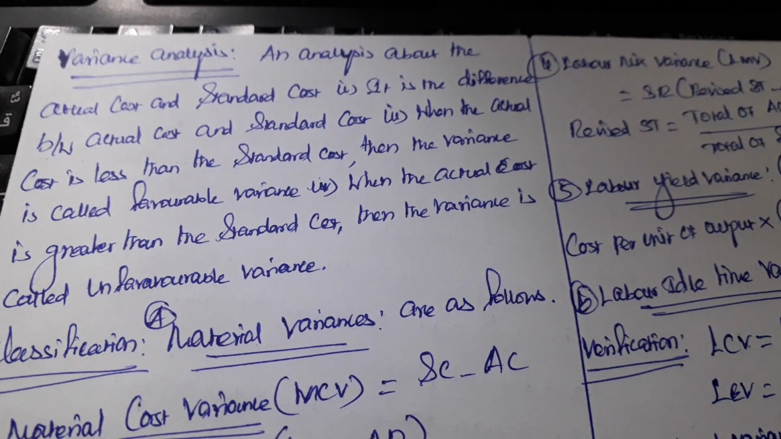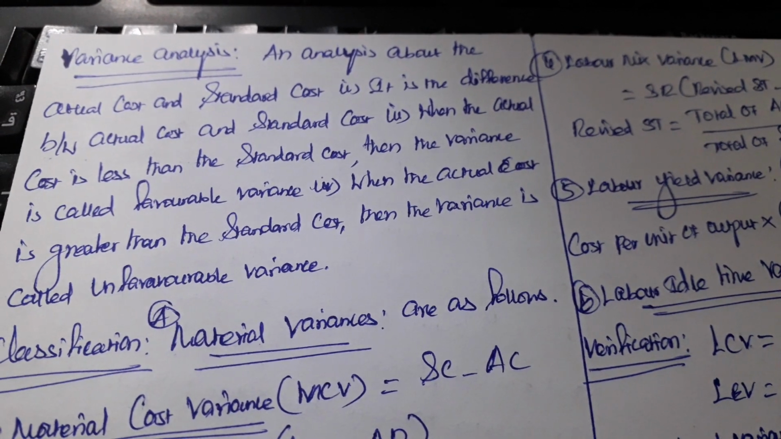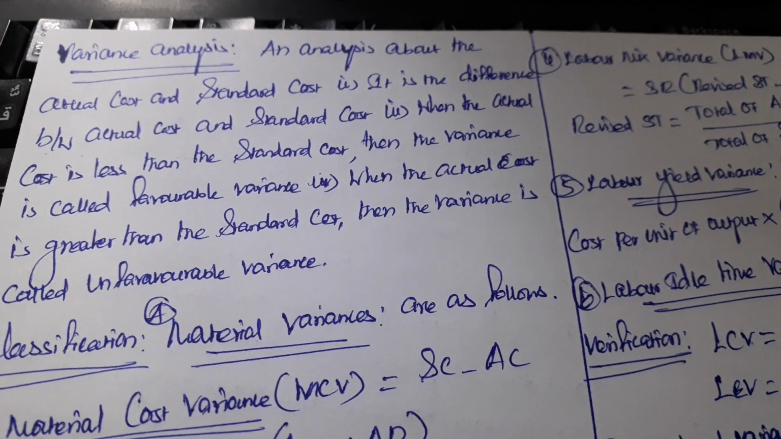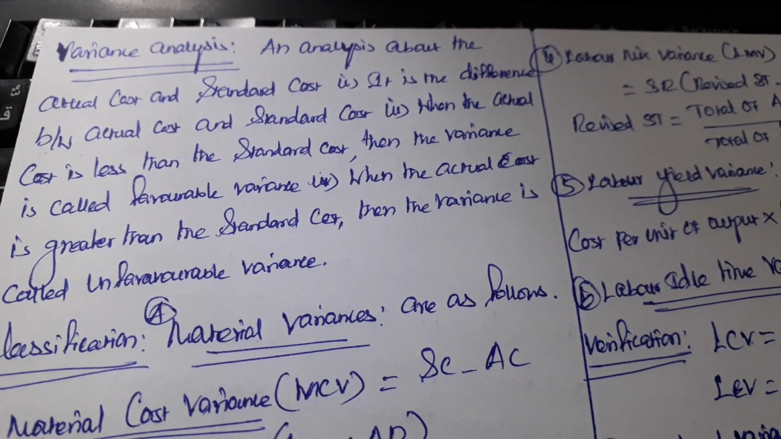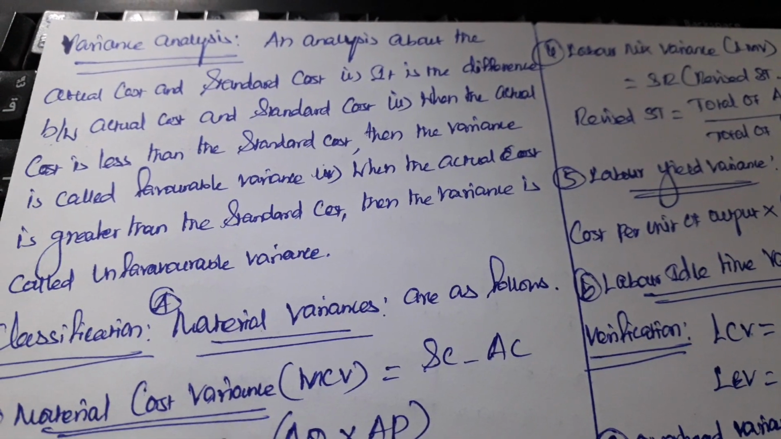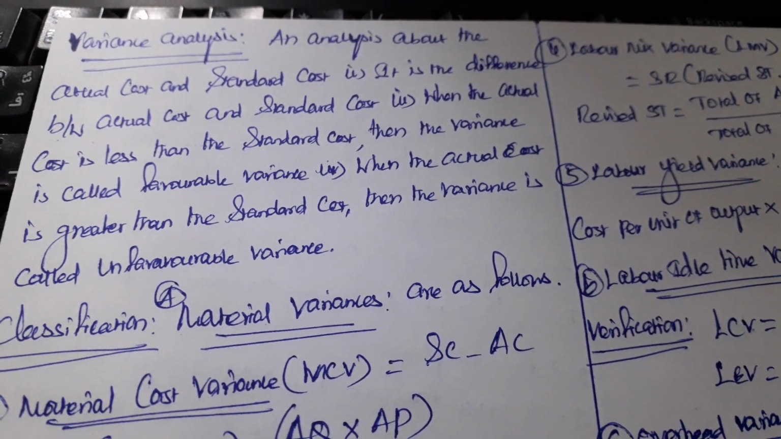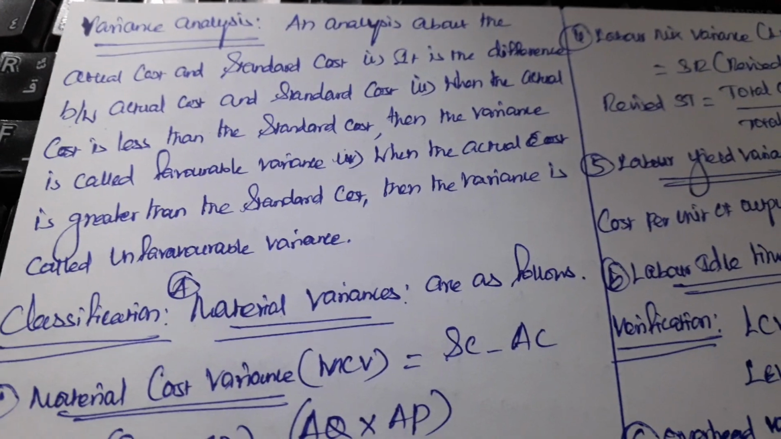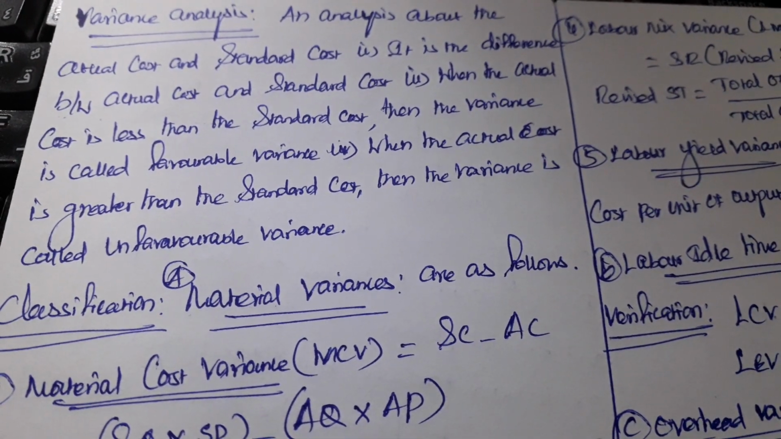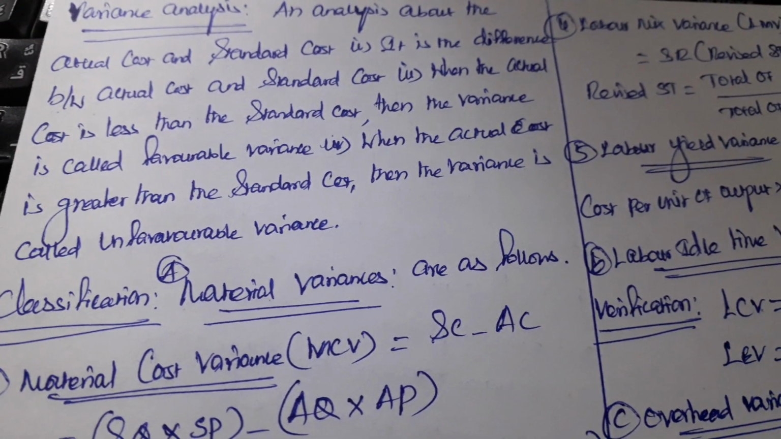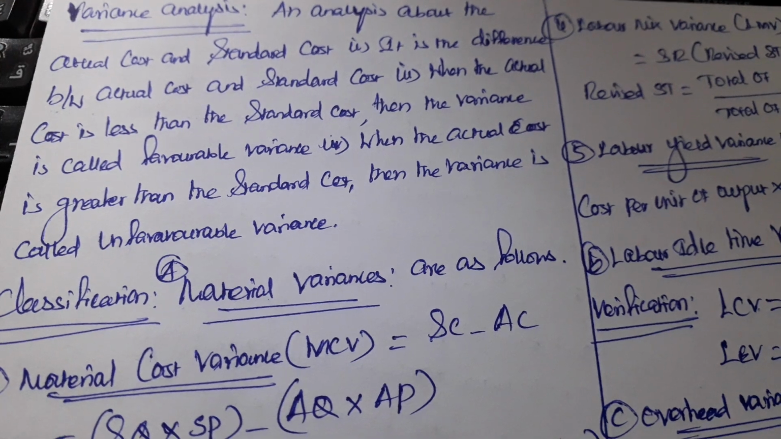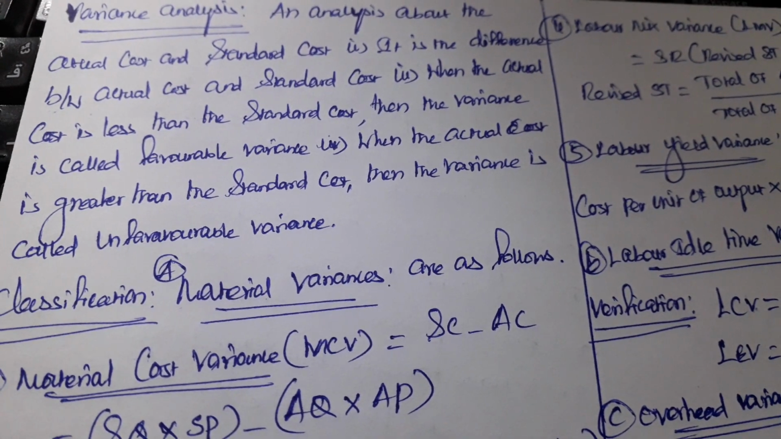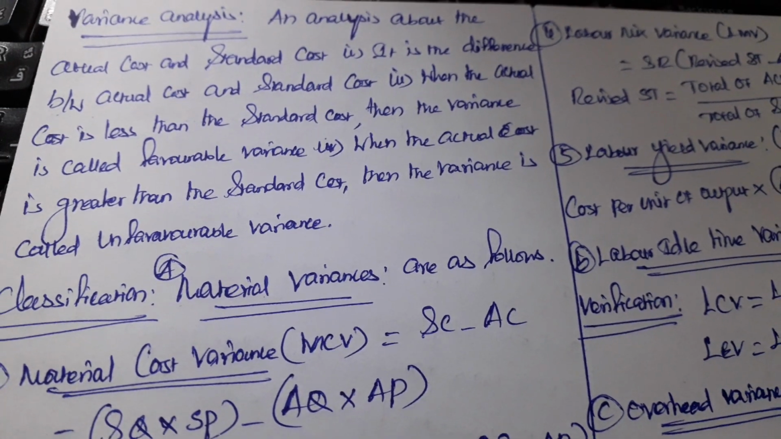When the actual cost is less than the standard cost, then the variance is called a favorable variance. When the actual cost is greater than the standard cost, then the variance is called unfavorable variance. It should be mentioned after finding the variance whether it is a favorable variance or an unfavorable variance. We need to indicate that one.